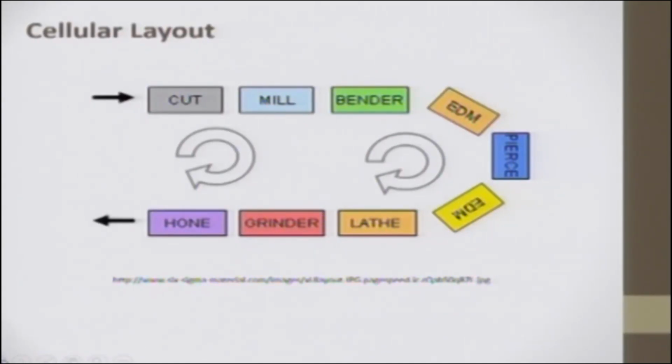Let us first see what this cellular layout is. In this case, this is one cell. The part is cut, milled, bent, EDM, pierced, then EDM, lathe, grinder, hone. This is kind of a U cell. There are certain cell shapes. In the U kind of pattern of the cell, the input and output are on the same side. So this is made when receiving and shipping is to be brought to the same side. So U patterns are also preferred in just-in-time layouts, JIT layouts.